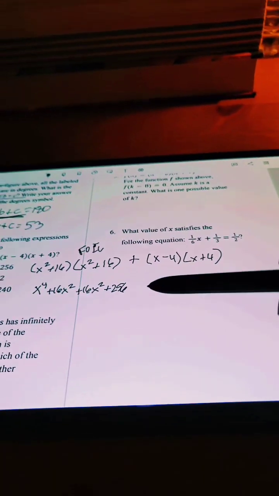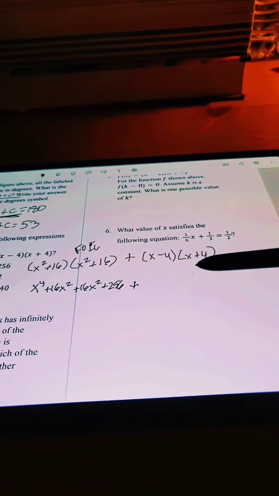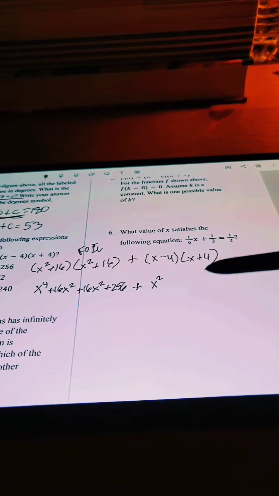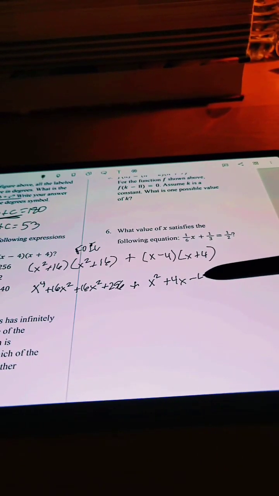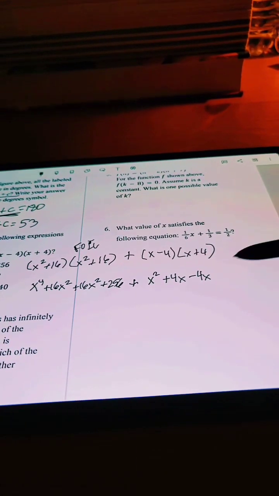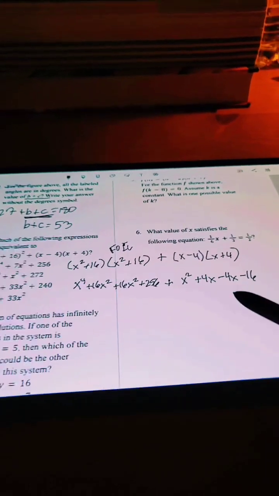whatever. So now we're going to do the same thing, FOIL, for this portion right here. So x times x is x squared. 4 times x is 4x. Negative 4 times x is negative 4x. And then negative 4 times 4 is negative 16. Now we're going to combine our like terms.